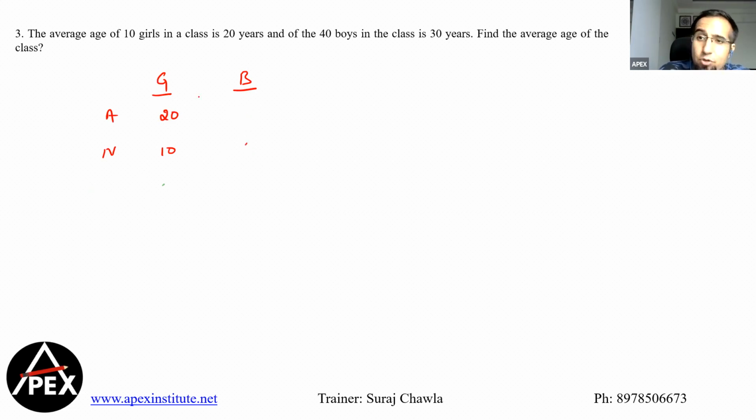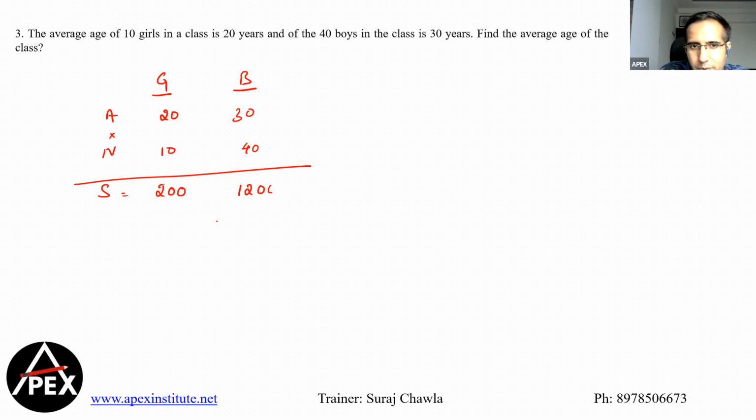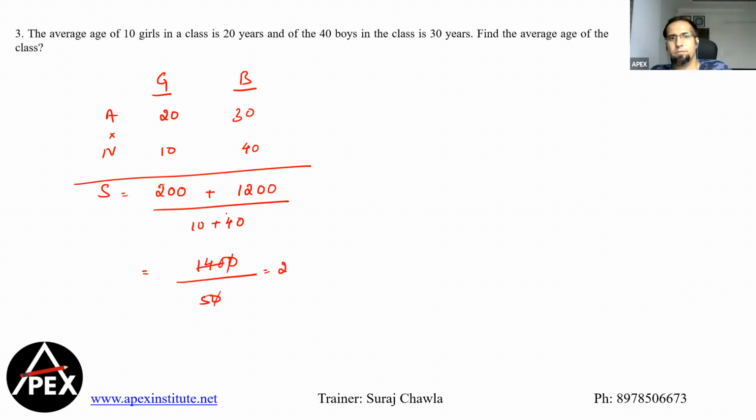Now I repeat, sum total of all the girls is average into number of terms is equal to sum total. So here you have 200, here you have 1200, 200 plus 1200 by 10 plus 40. And that's going to be how much, guys? 1400 by 50. And that is going to be how much, guys? 28. Clear, all of us? Clear.